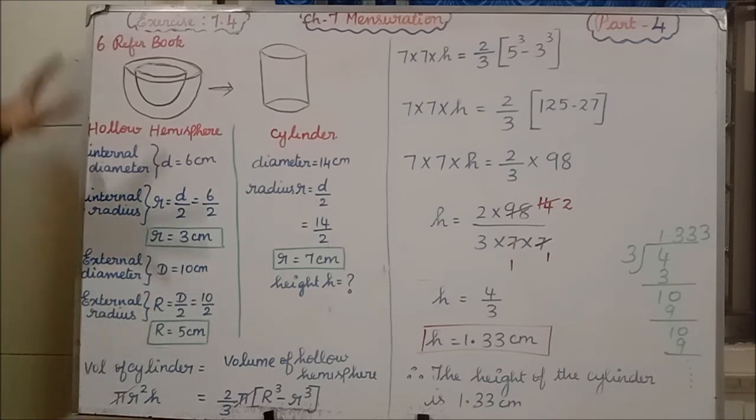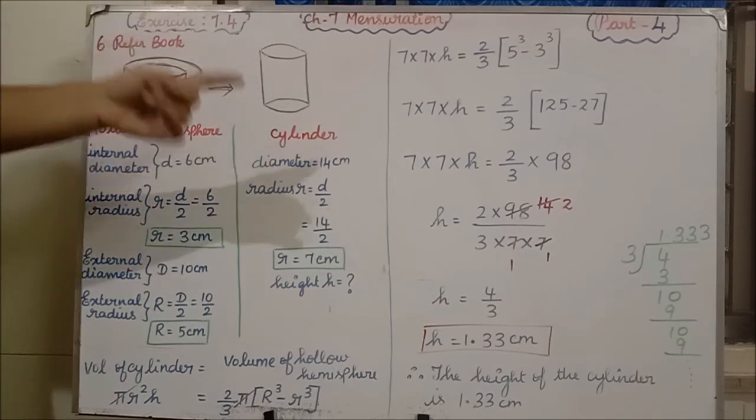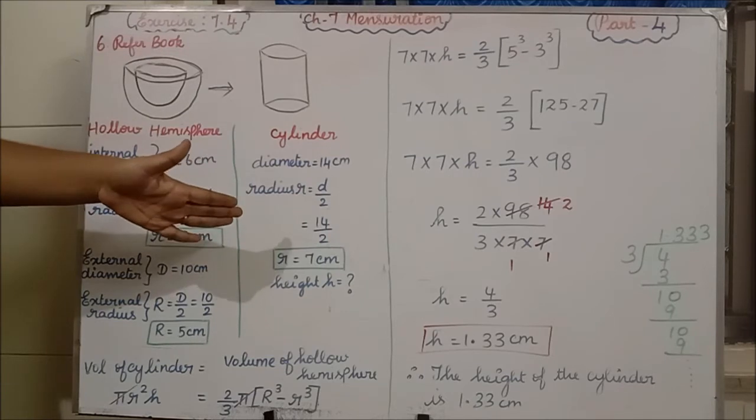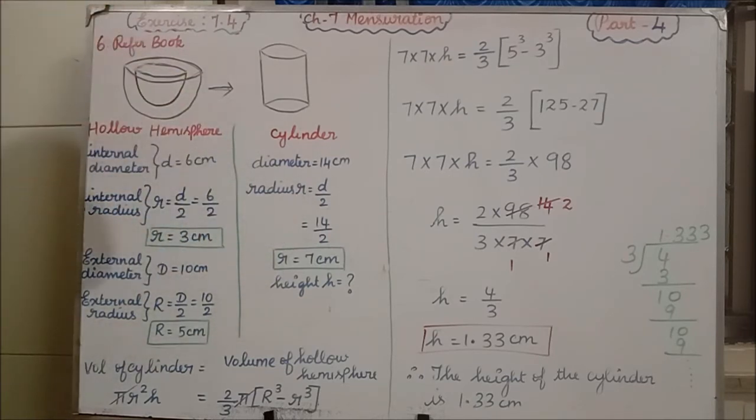Students, for the hollow hemisphere they have given all the measurements. They have given internal diameter as well as external diameter. For the cylinder they have given only diameter. They have not given height. That only we have to find in this question. Clear all of you the question now? Now we'll move to the solution.